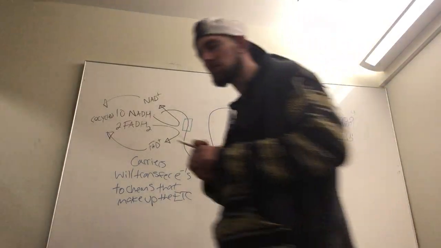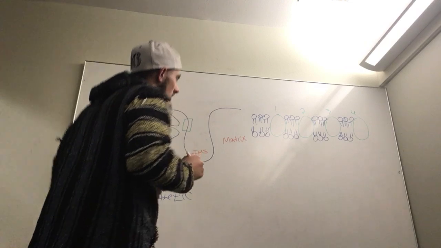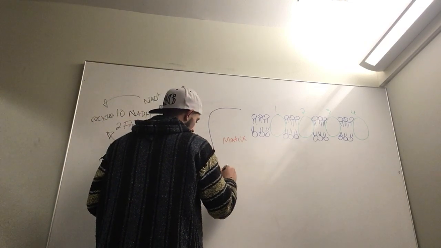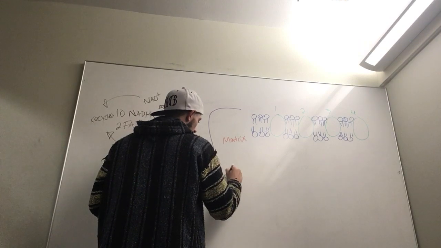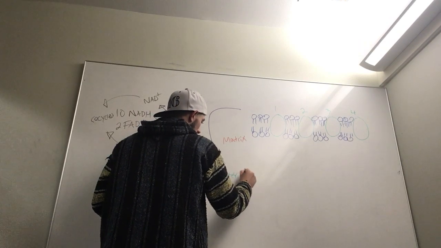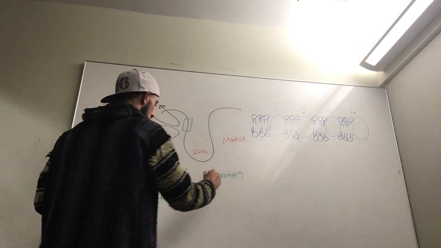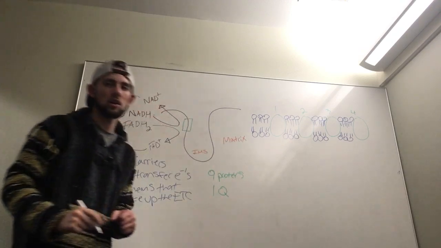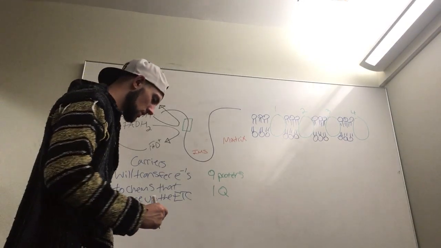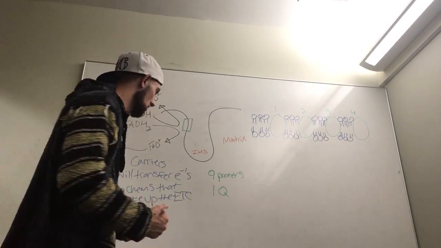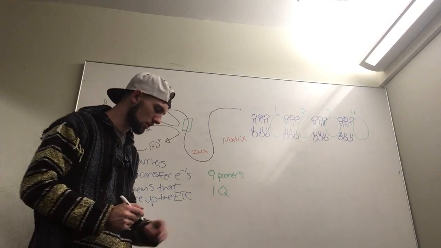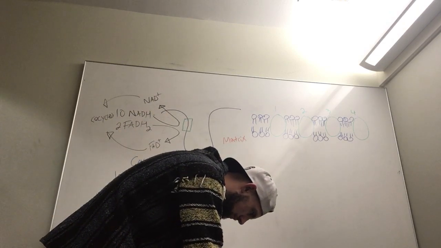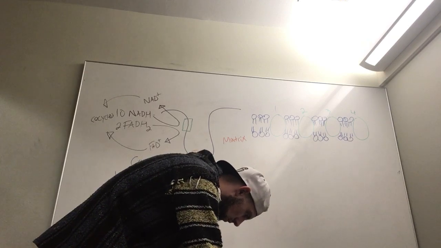Now inside every single complex, there are 9 proteins and what I'm going to call 1 Q. A Q is also known as a ubiquinone, and they're pretty prevalent in the mitochondria, but I'm going to call it 1 Q. We're going to talk about the purpose of that ubiquinone in a bit.